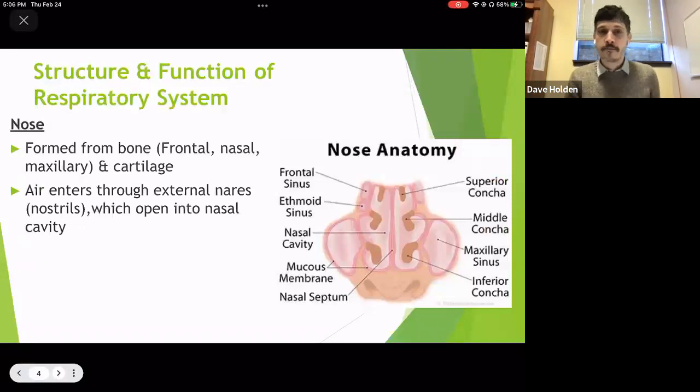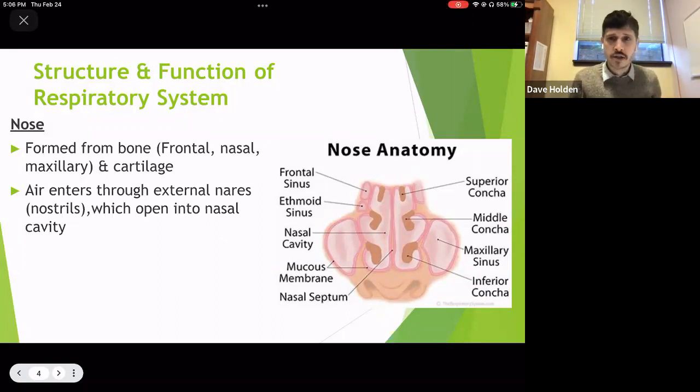All right, looking at the nose. The nose will be formed from bone. Specifically, we're looking at frontal bone, nasal bone, the maxilla, as well as a lot of cartilage. This actually doesn't go far enough. There are other bones, guys. The vomer bone forms the nasal septum. You also have the nasal conchae, which are these little curved bones that serve to get air circulating as it's pulled into the upper respiratory tract. So it cools and moistens the air.